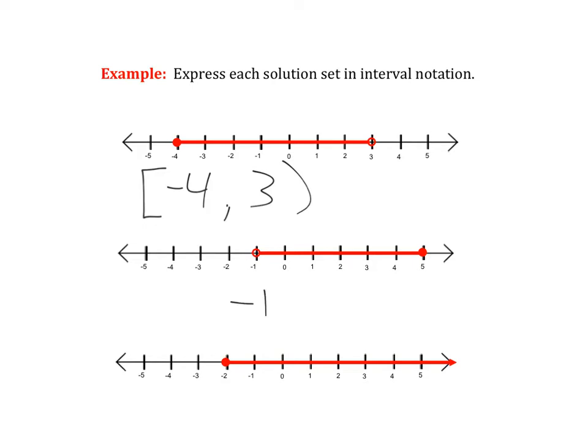Second example, I'm going from -1 to +5. -1 is not included, so it gets a parenthesis. 5 is, so it gets a bracket.